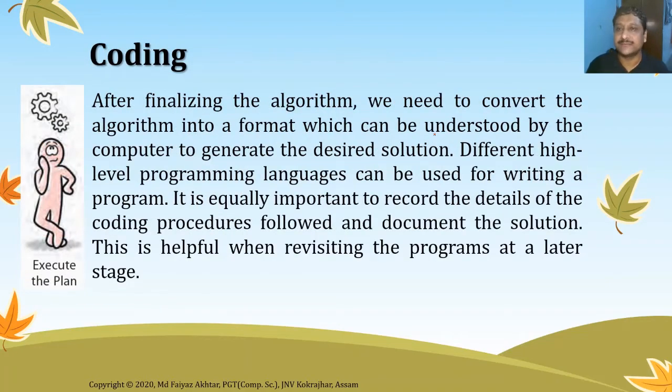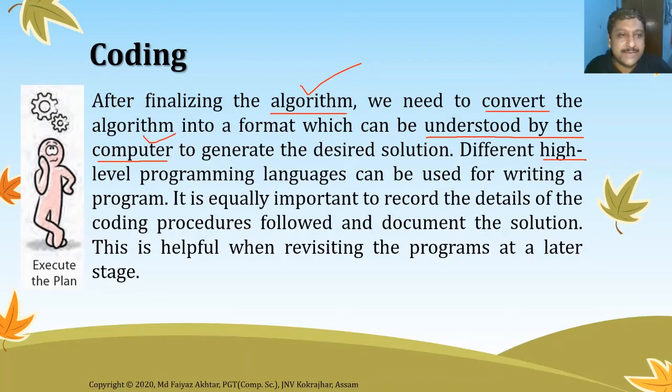Now the third step is coding. Coding means that once we have written and finalized the algorithm, we need to convert it into a format which can be understood by the computer, that is, into programming code.